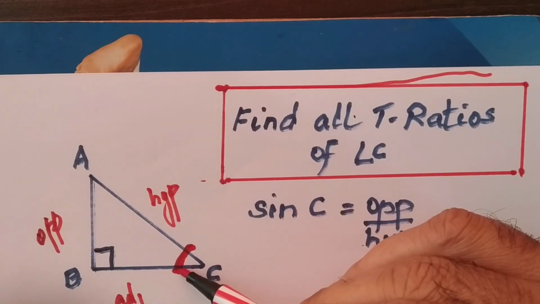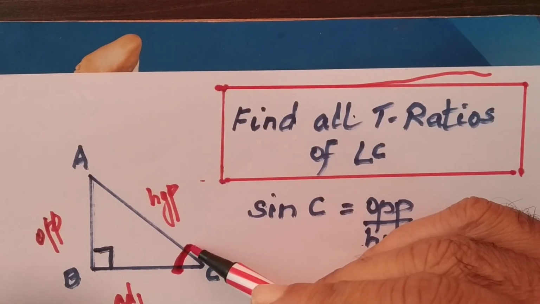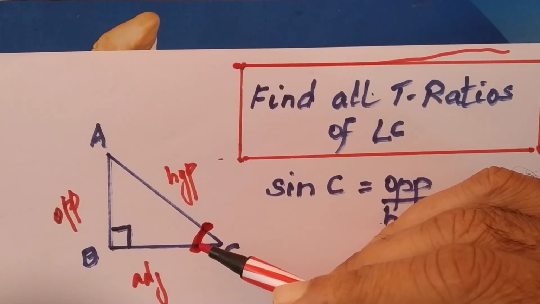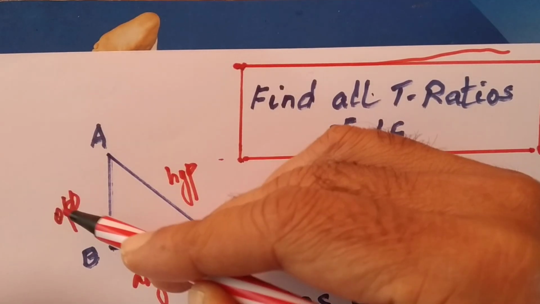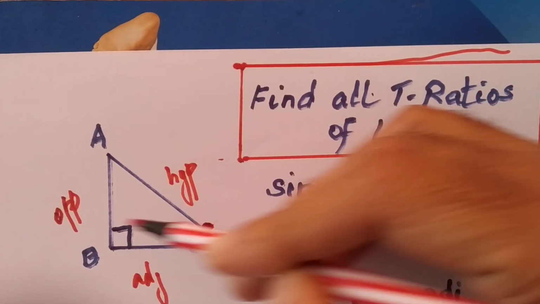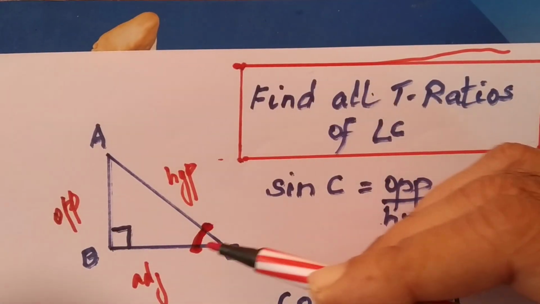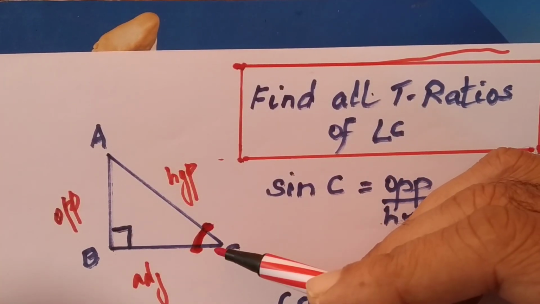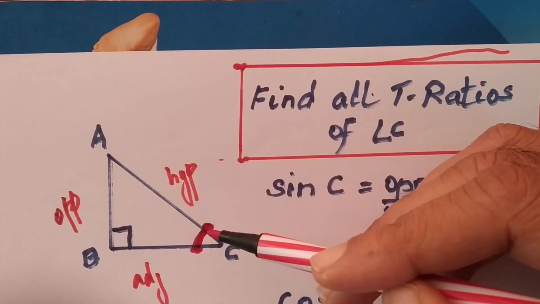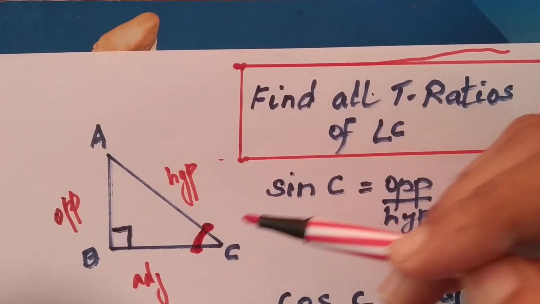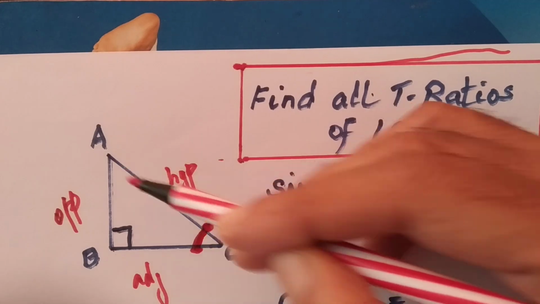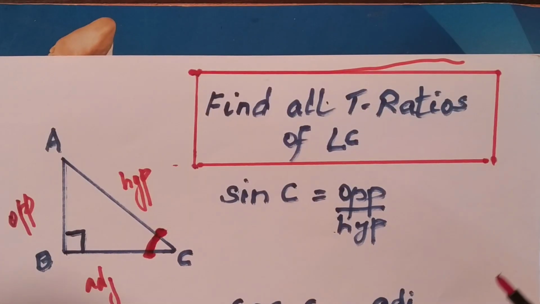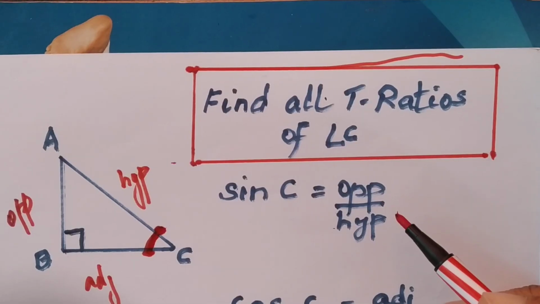So this is angle C. This is what we're going to refer to. Now that we know we are going to talk about angle C, we can very clearly mention the sides. This is going to be the opposite side, that is AB. BC is the adjacent side for angle C, and of course hypotenuse will remain the same, AC, whether it's for angle A or for angle C.